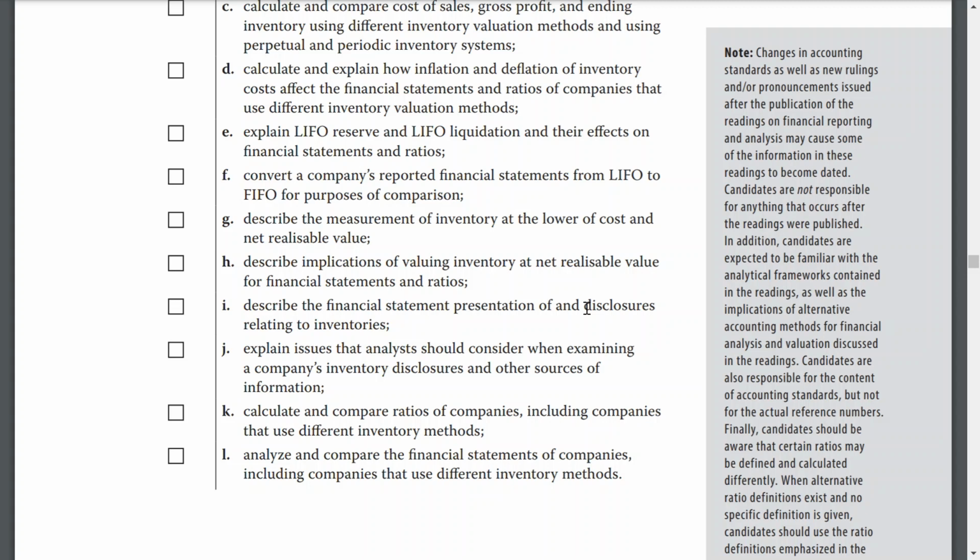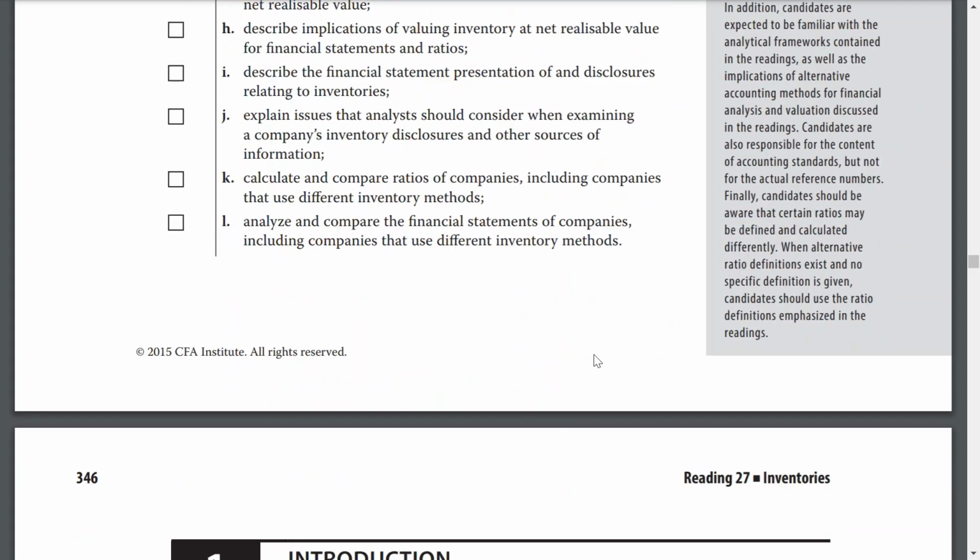Describe the financial statement presentation and disclosures relating to inventories. Explain issues that analysts should consider when examining a company's inventory disclosures and other sources of information. Calculate and compare ratios of companies, including companies that use different inventory methods. Analyze and compare the financial statements of companies, including companies that use different inventory methods.